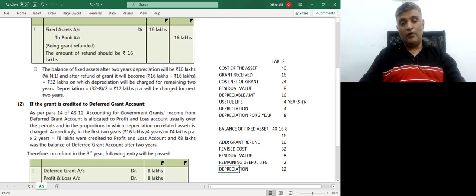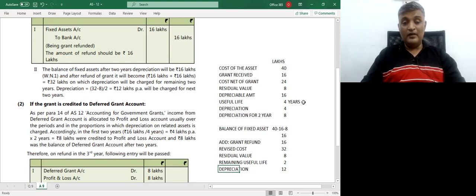Year 1, 4 lakhs I would have transferred. Year 2, another 4 lakhs I would have transferred, which means 8 lakhs would have gone to P&L account, and balance 8 lakhs will be still in the deferred grant account. Remember, 16 lakhs I received, the entry is bank account debit to deferred government grant 16 lakhs. Just focus only on the deferred government grant 16 lakhs. Then year 1 I transferred 4 to the P&L, and year 2 I transferred 4 to the P&L. So out of 16 lakhs, 8 lakhs has already gone to the P&L account, which means the remaining 8 will be only in the deferred grant account.